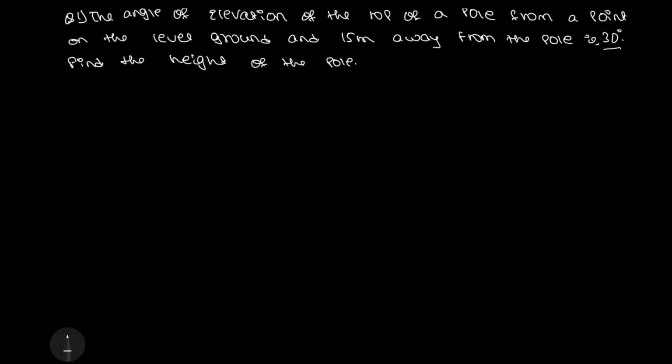So find the height of the pole. First, try to understand the question. Here we have an angle of elevation of the top of the pole. First draw a pole AB from a point on the level ground.